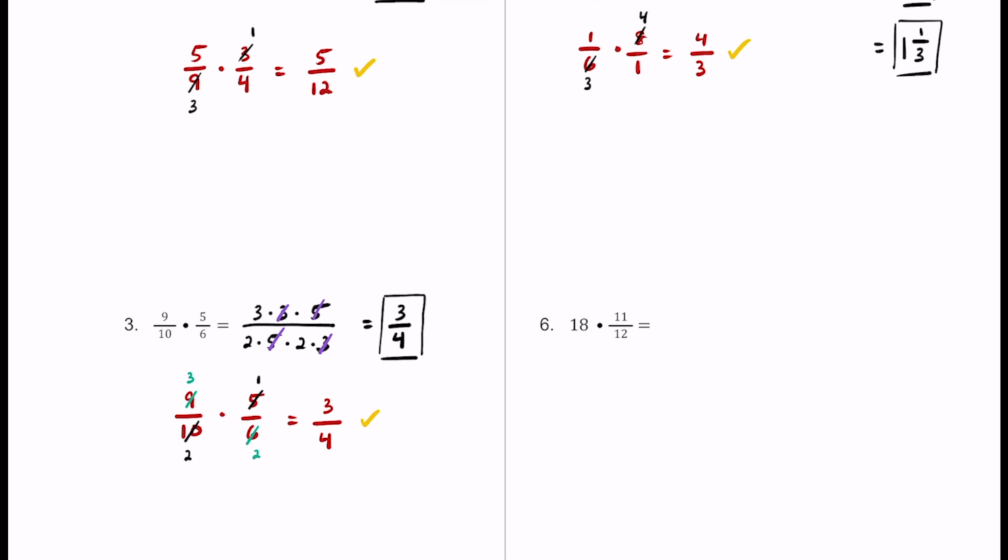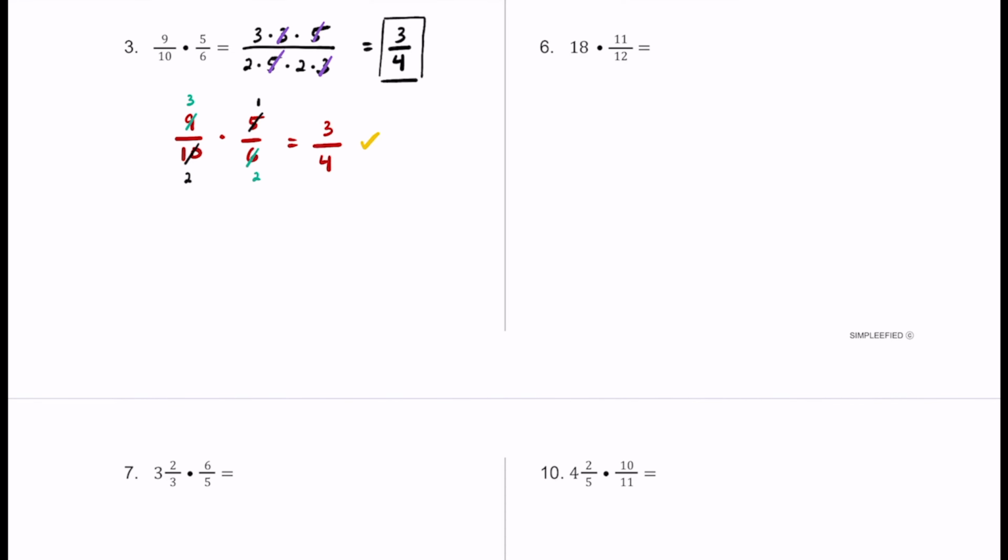For number 6, we have a whole number of 18, and so 18 as a fraction is 18 over 1, and we're going to multiply this by 11/12, so it's going to be 11 over 12. Now if we go ahead and write prime factorizations, we can say, okay, 18 is the same thing as 2 times 3 times 3. Okay, we also have a times 11 on top, right? And on bottom we have 1 times, and then 12 breaks into 2 times 2 times 3.